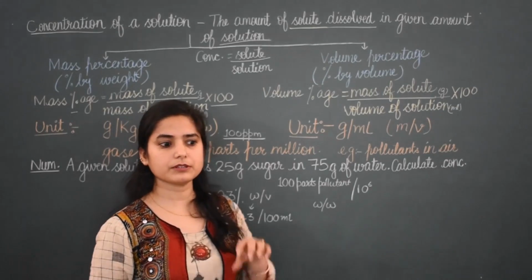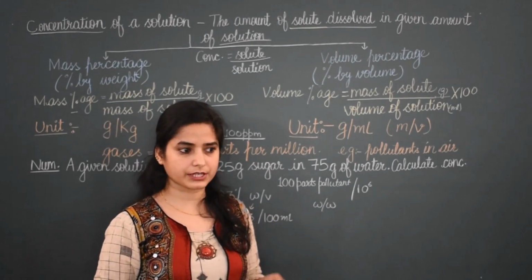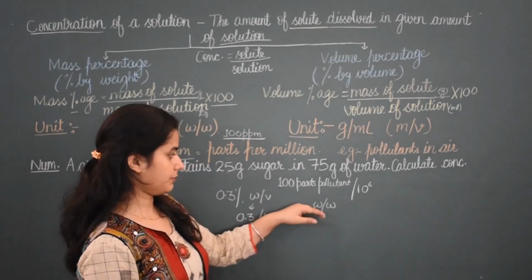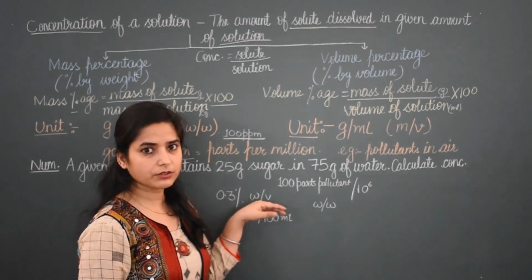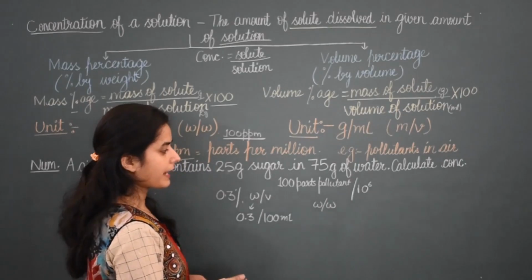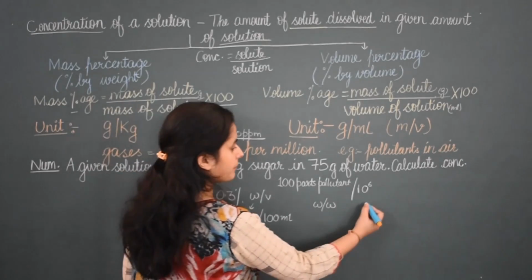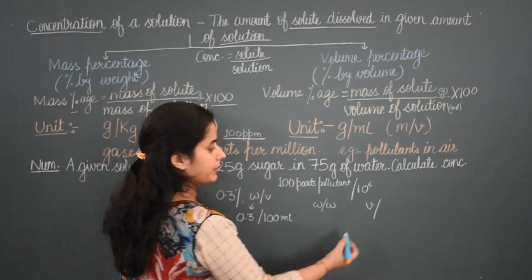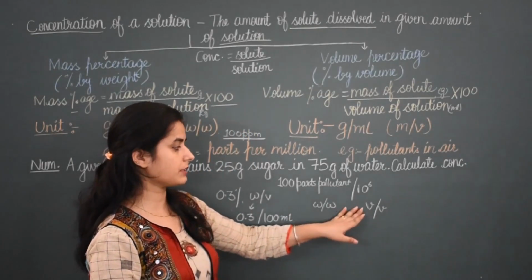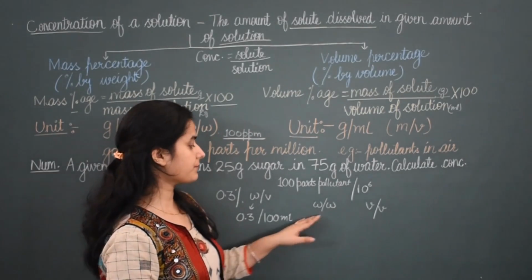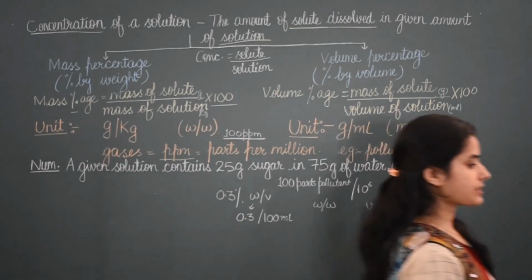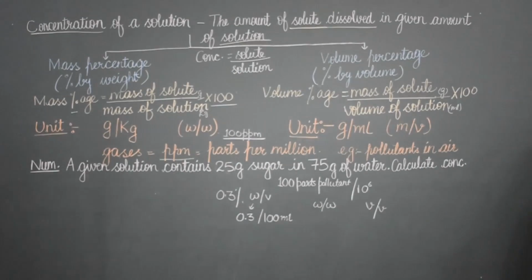Different types of syrups and injections are there. You can see on their bottles that it is written W by W, W by V, or V by V, volume by volume also. If you are adding alcohol in water, alcohol is a liquid, water is a liquid, so we can simply write its concentration as V by V. This type of terms are written for the concentration. It is used in daily life, so you should have knowledge about this.